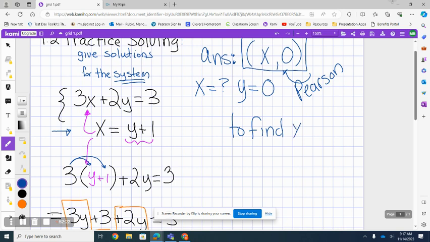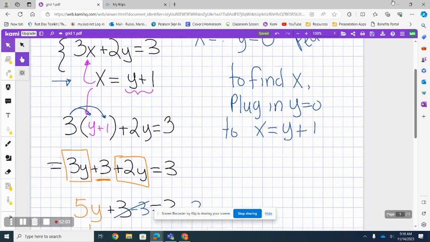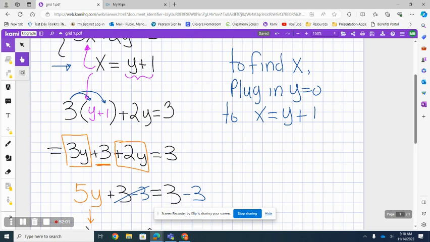To find x, plug in y equals 0 to x equals y plus 1. Does that make sense? Where did I get x equals y plus 1? Where did I get this? He said, where did this one come from? This whole equation. Where did I get it from?